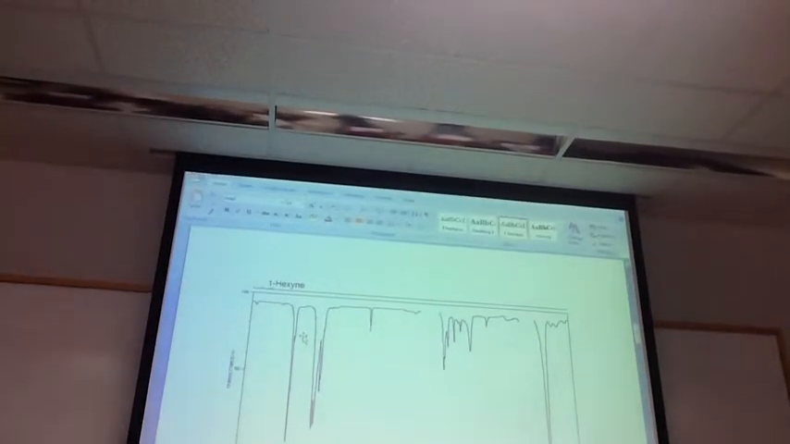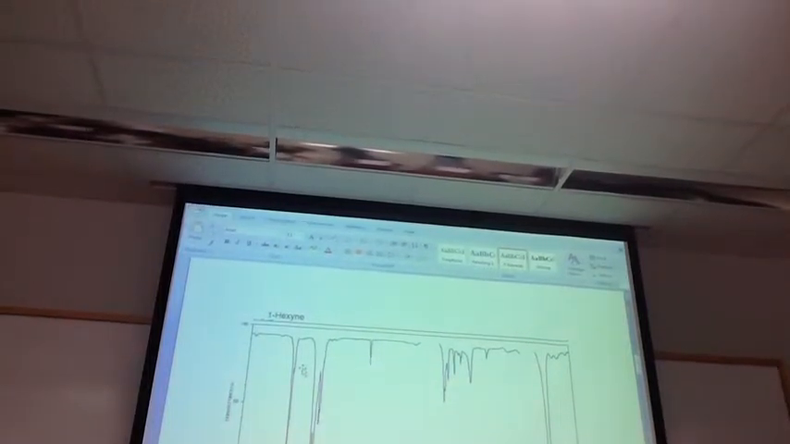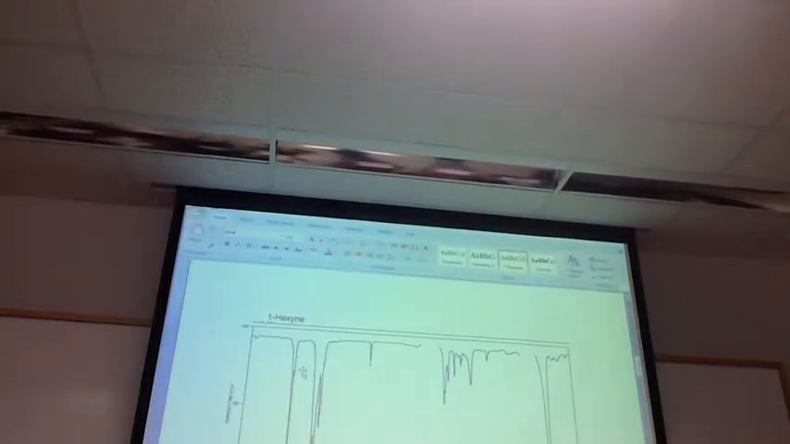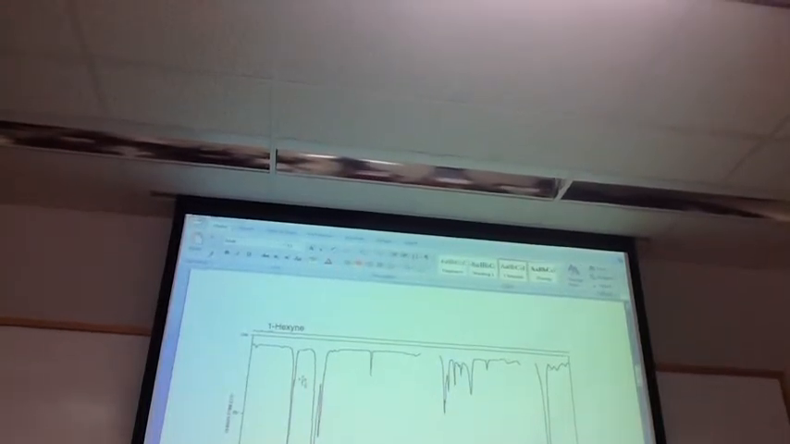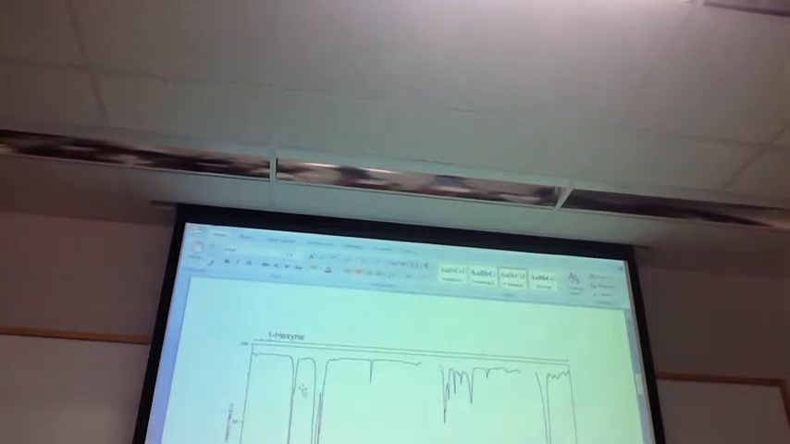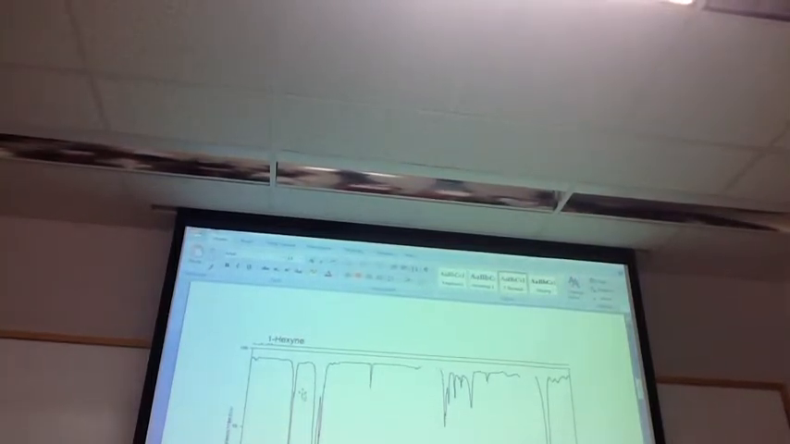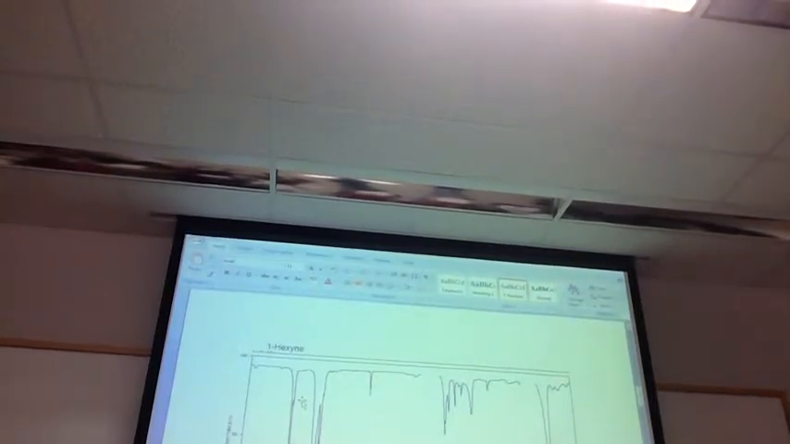Look at your peak and where each stretch comes in. So where does the C triple bond come in? Which one are we looking at? Alkyne. So the first one is alkane, correct? We're looking at 1-hexyne right now. So what's the first peak on that alkyne side? What is it called? CH stretch alkyne. Okay.